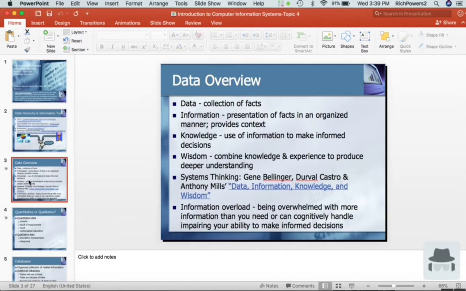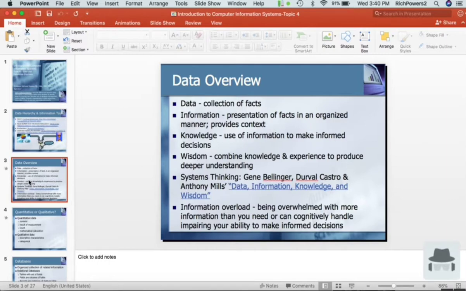Knowledge is the next tier up. So it's the use of information to make informed decisions. So it's really taking this context and then applying additional information into particular situations or scenarios, which involve the application of the information to establish results. So in effect, knowledge is refined information. Not all information is knowledge, but all knowledge is derived from information.